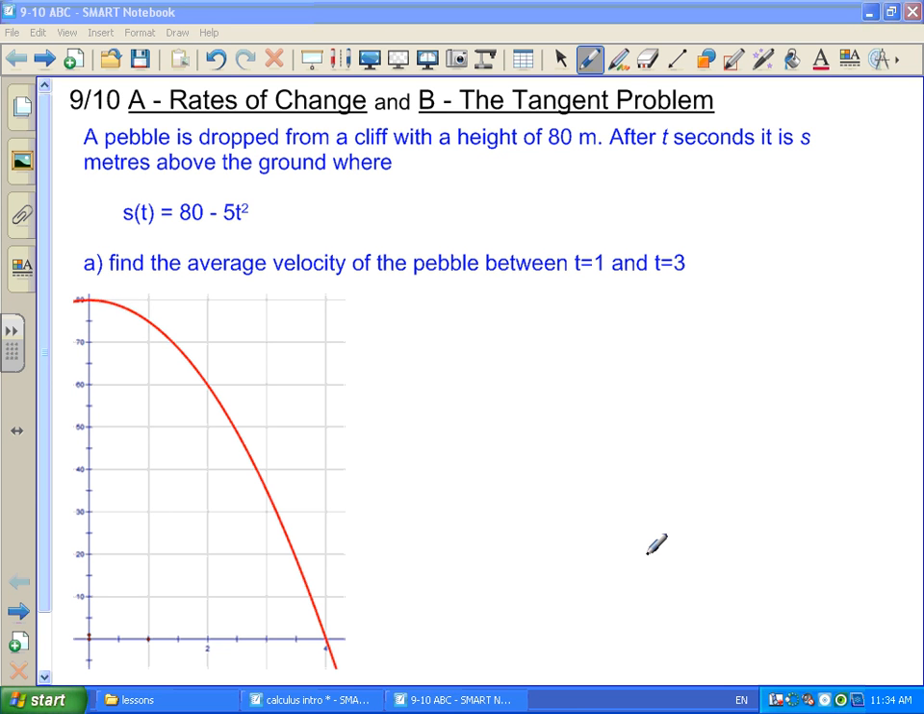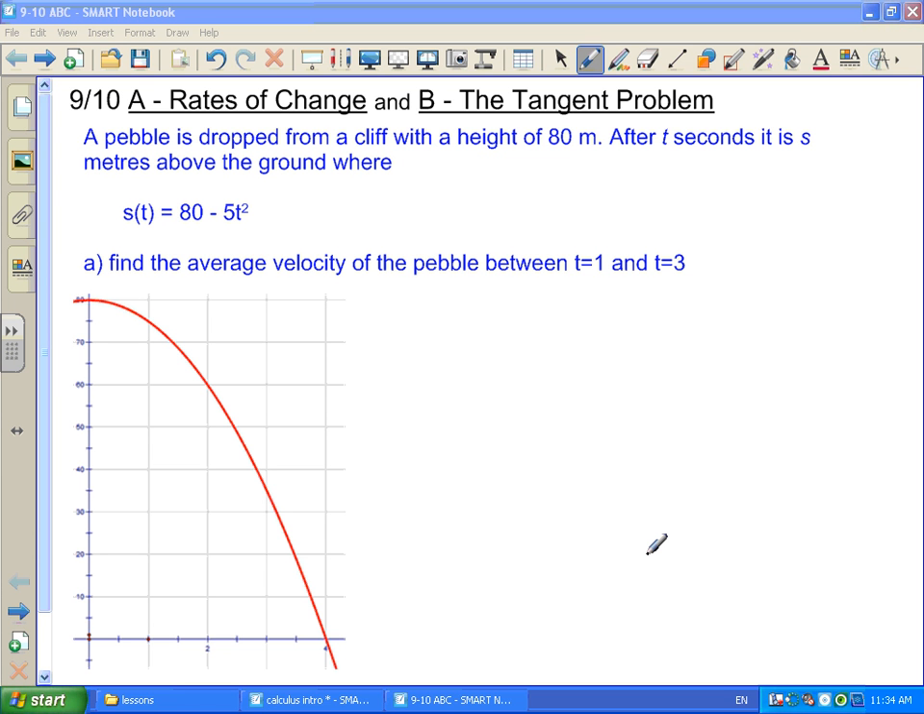Okay, so this is our first lesson in calculus here. We're working out of unit 9 and 10 here, and we're going to take a look at some material out of boxes A, which deals with rates of change, and box B, which deals with what's called the tangent problem. And I thought I'd start us off with an example here.